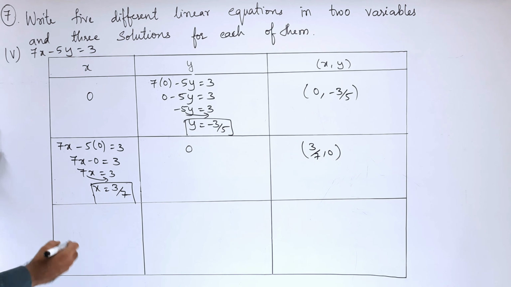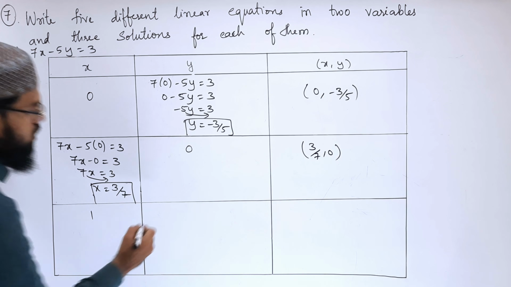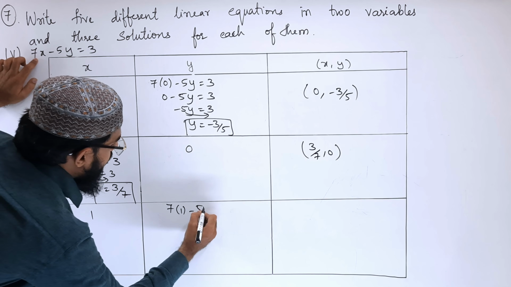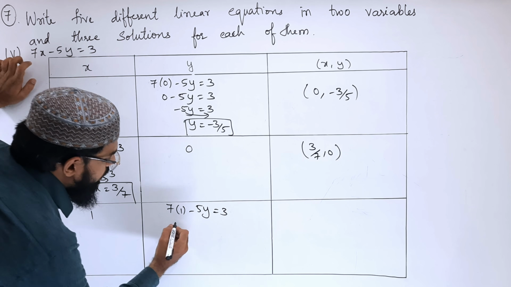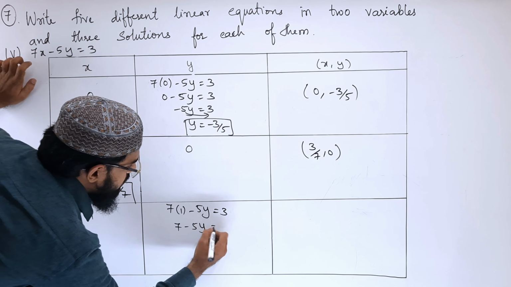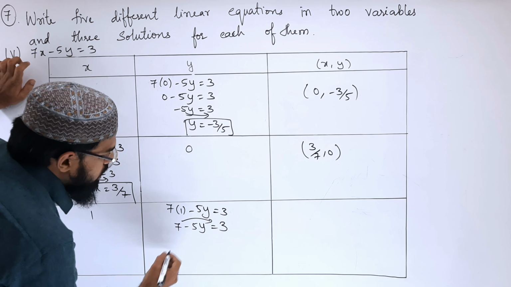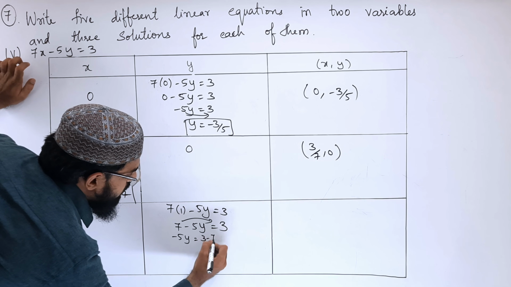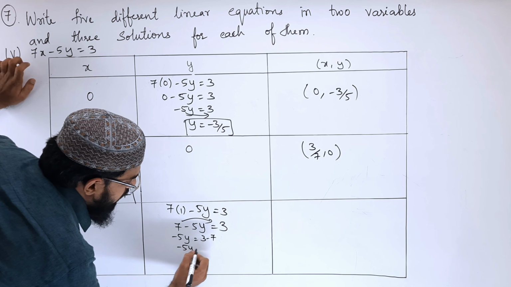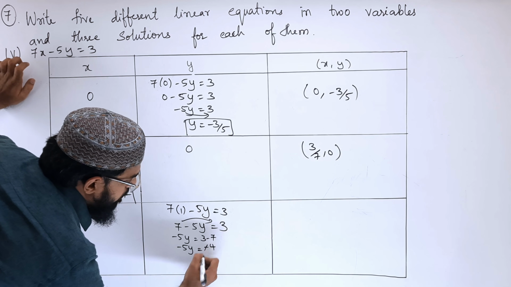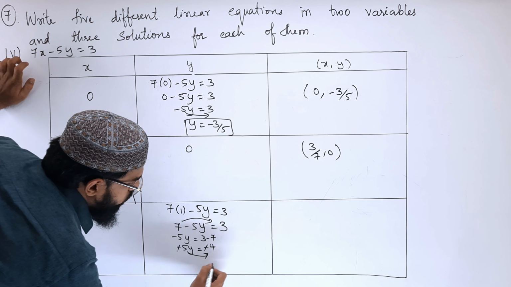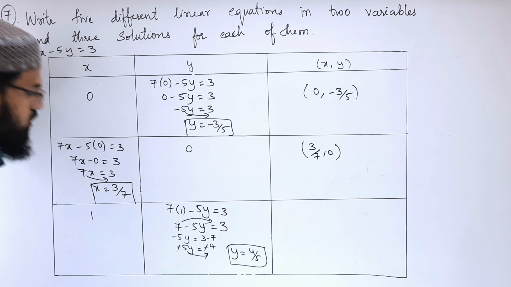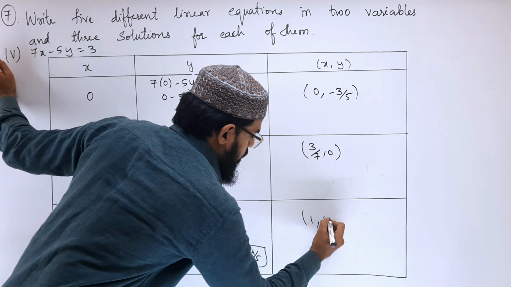Next, let us take x as 1. So 7 into 1 - 5y = 3. 7 ones are 7, minus 5y = 3. 7 goes to that side. So -5y = 3 minus 7. So -5y = -4. Minus minus cancel, 5 goes down. y = 4 by 5. (1, 4/5).